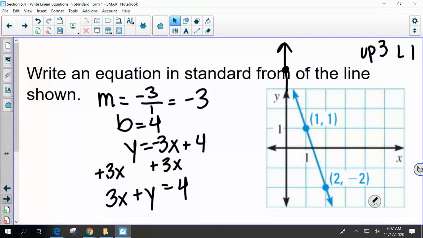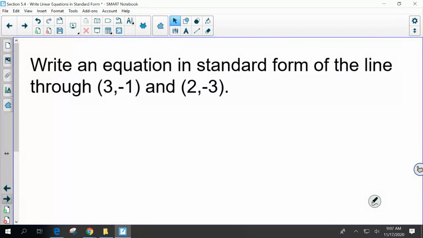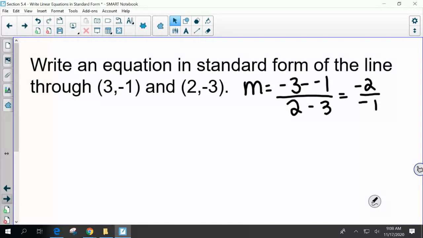Okay, so on the next problem, I don't have a graph to look at, so I'm going to have to determine B in a different way. But I first need to find the slope. So my m, what formula should all of you have memorized? Slope formula. So we're going to do negative 3 minus negative 1 over 2 minus 3. So I'm going to end up with negative 2 over negative 1, which equals positive 2.